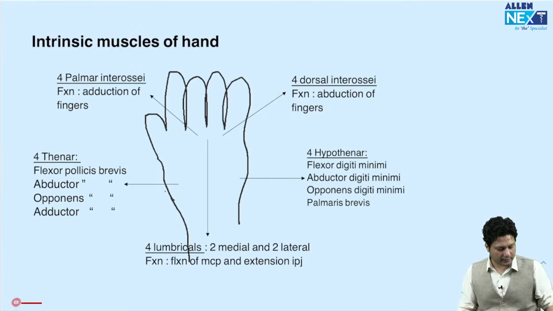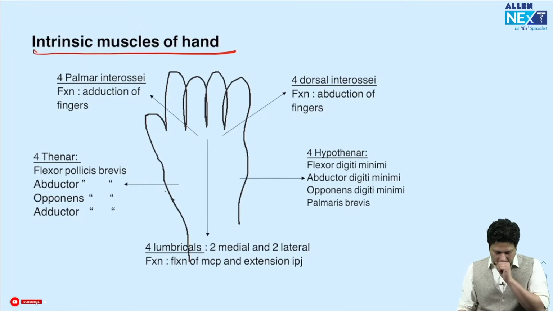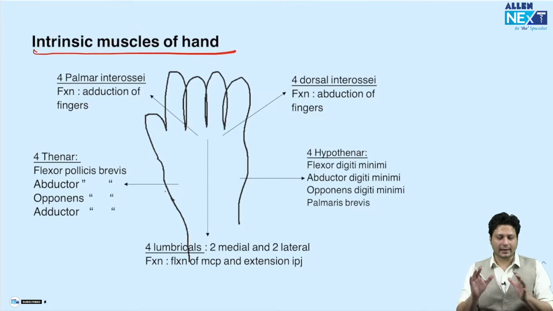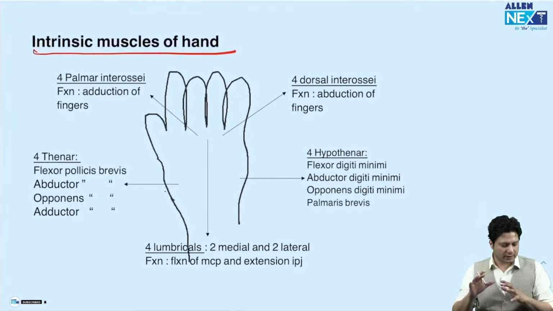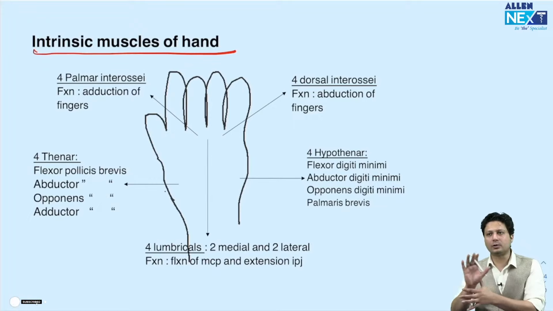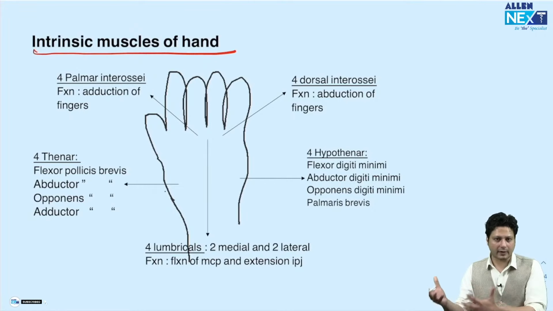Next are the intrinsic muscles of the hand. At least one question is going to come out of this topic, like they will ask about the card test, book test, Froment's sign and all. So let's discuss how this proceeds. It has to be related to the anatomical perspective. Until and unless we relate it with the anatomy, you won't be able to find out what exactly is happening in it.